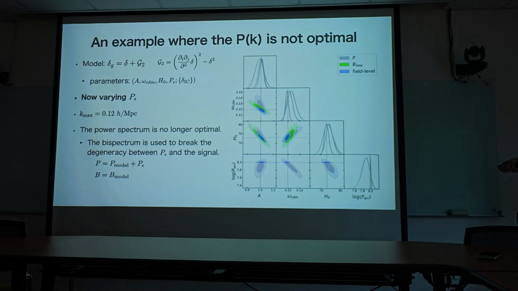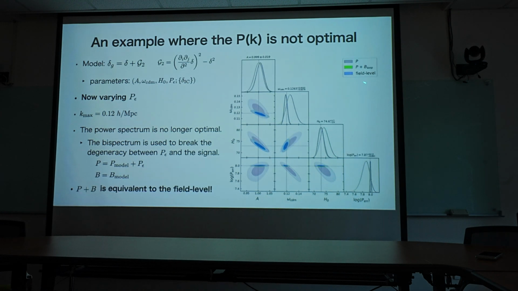So this implies if I combine this P and B, then I would get the same result as field level. And actually, this is the case. If I do the joint analysis of power spectrum and bispectrum, then I get a nearly equivalent result to the field level. So in this simple toy model, although now I started to vary the noise level, if you add the bispectrum to the power spectrum, then that's it.